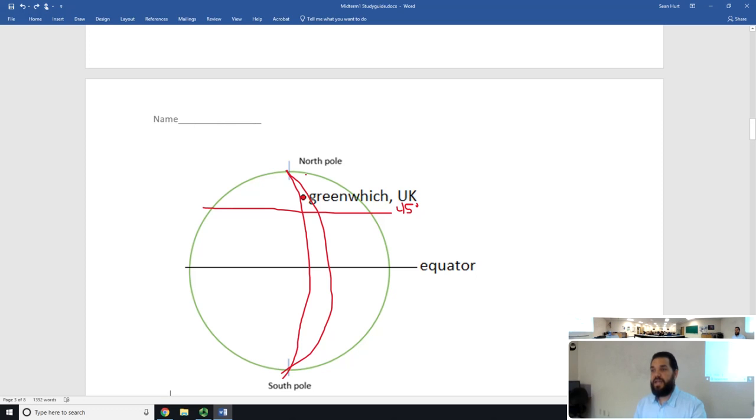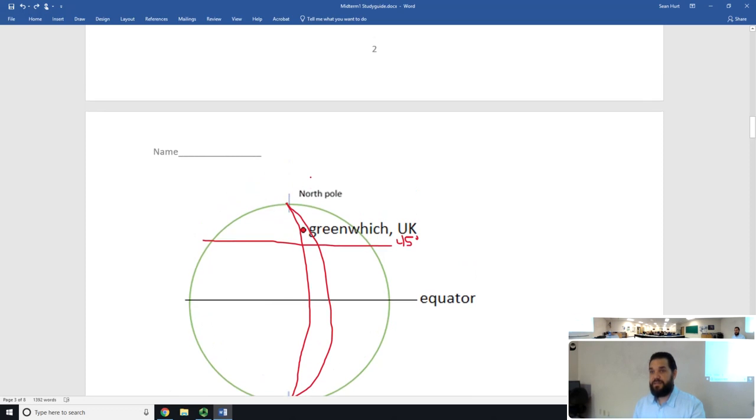Now the one on the test is going to ask you for different lines than I gave you, and it's also going to be a little bit different than what you see here. I'm going to put Greenwich somewhere a little bit different.